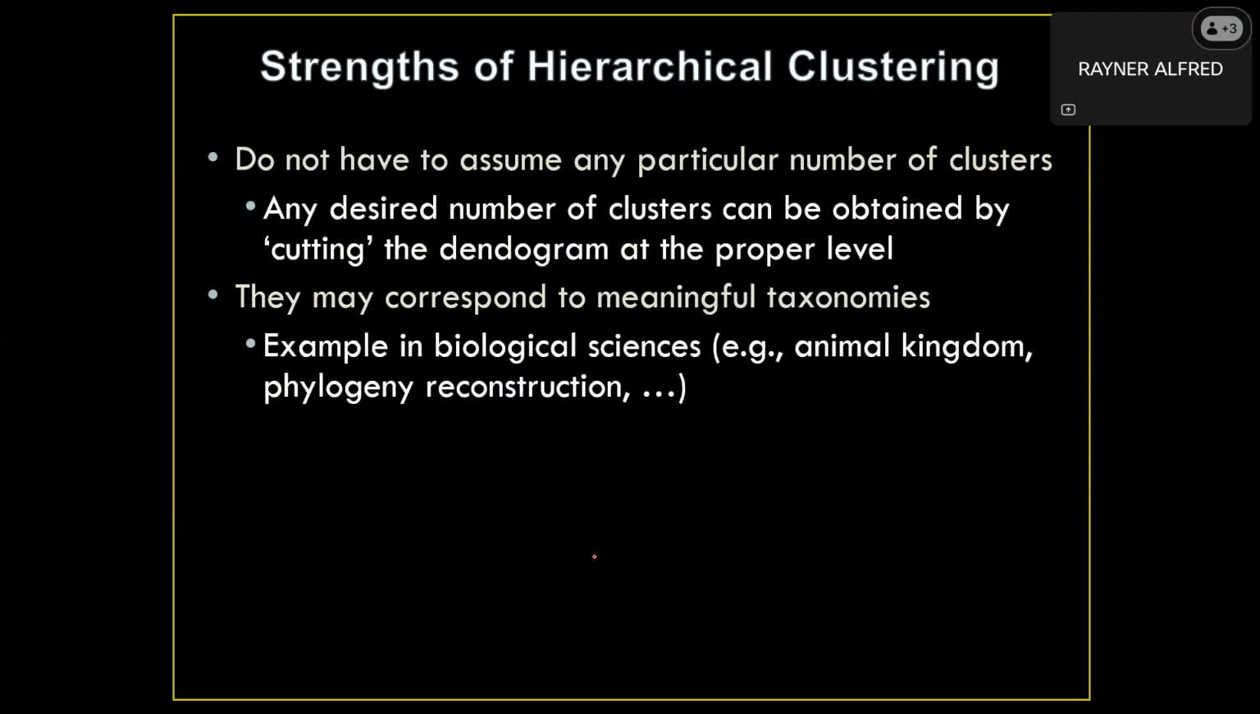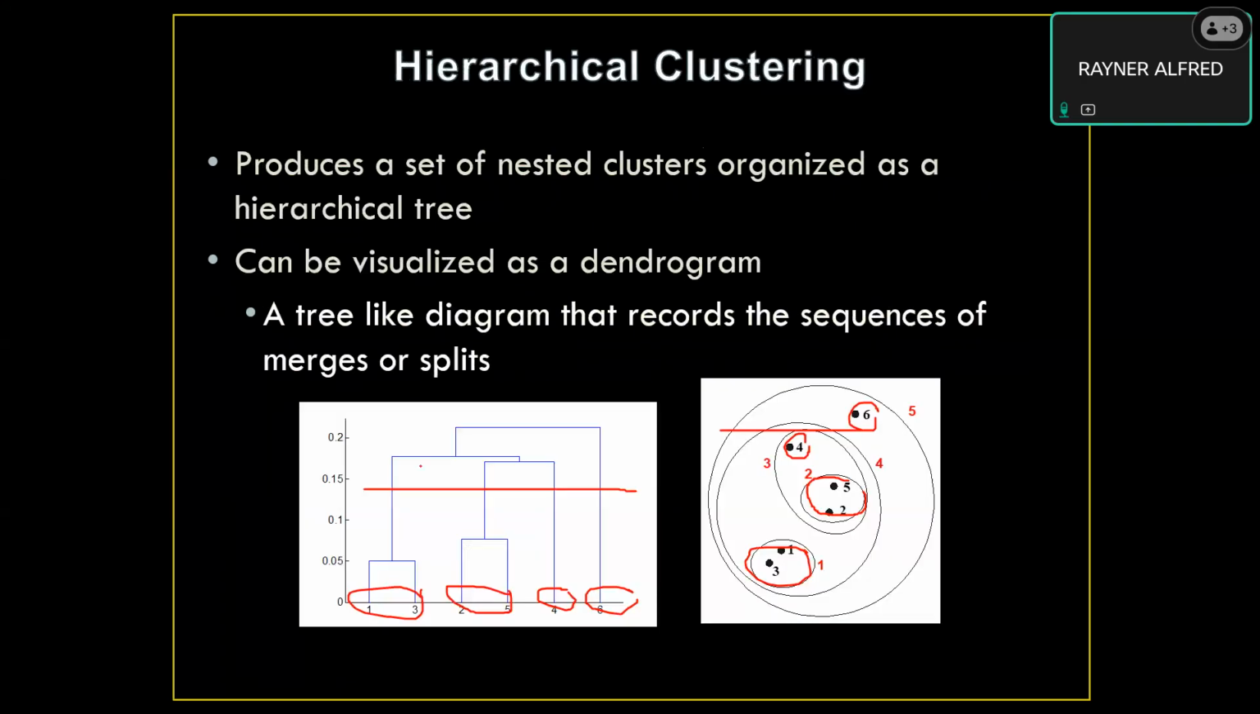For this one, we do not have to assume any number of clusters. You can always obtain the K clusters by cutting the dendrogram at the proper level. This can be used to show the structure of the data that we have, for example, taxonomies, because at the end you will have something like this format. Okay.